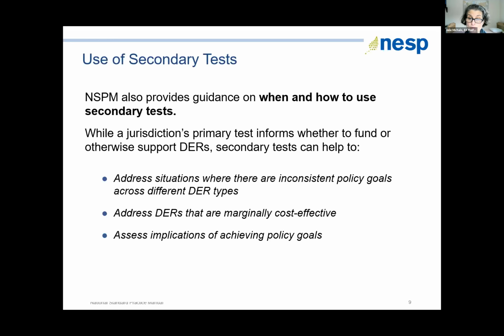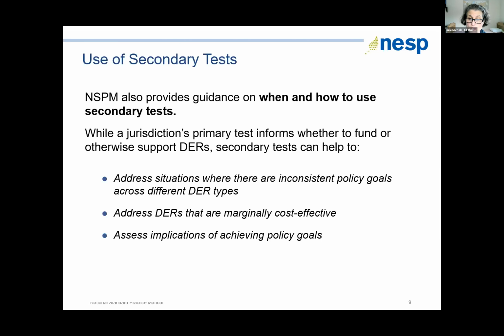While the primary test should inform whether to fund or otherwise support DRs, the secondary test can help to address challenging situations. And again, I refer back to Commissioner Anthony's points and challenges that she articulated on Monday, where it may be that your primary test tells you to invest in all these cost-effective resources, but there are some hard decisions to be made. And I really think of it as more of an art than a science. And that's where decision makers like yourselves, whether you're commissioners or state energy office planners and the like, in determining what to include or not include, will take some art. So secondary tests can help with this.